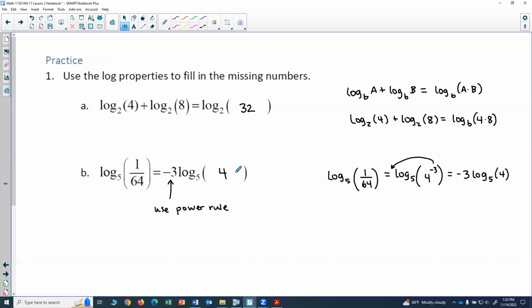In the next 2 videos, we'll use the log properties some more to either expand into several logs or combine into a single log.